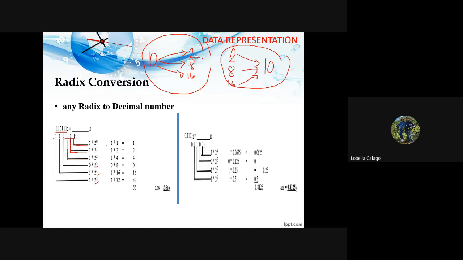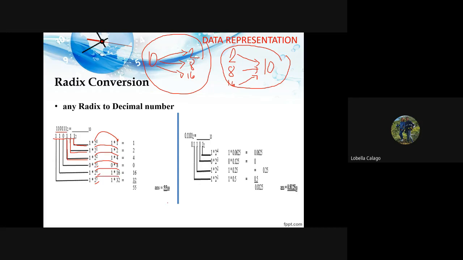Ngayon, just copy again, 1, 1, 1, 0, 1, 1. So, itong 2 raised to 0, this is equals to 1. 2 raised to 1 is equals to 2. 2 raised to 2 is equals to 4. 2 raised to 3 is equals to 8. 2 raised to 4 equals to 16. And 2 raised to 5 is 32.